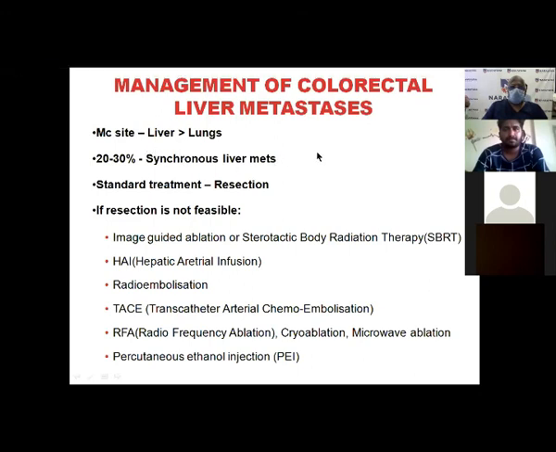Management of colorectal liver metastasis. The liver is more common than the lungs. Twenty to thirty percent are synchronous liver metastases, where you find them at the same time. Standard treatment is resection. If resection is not feasible, options are image-guided ablation, SBRT, hepatic artery infusion, radioembolization, and transcatheter arterial chemoembolization. All these can be done for a synchronous lesion to bring down the size of the lesion. First you do the primary, later on you do this.